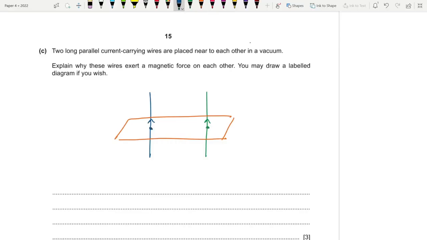So if you use a right hand grip rule, you'll see that the field lines, if you point your thumb upward, it's actually anti-clockwise, yeah. So if you draw the fields, you'll realize that, suppose this is wire 1 and this is wire 2, the magnetic field of wire 1 actually interacts with the current of wire 2, and this actually creates a force between them. Do you guys understand what I mean?